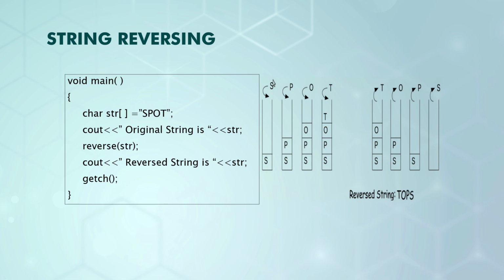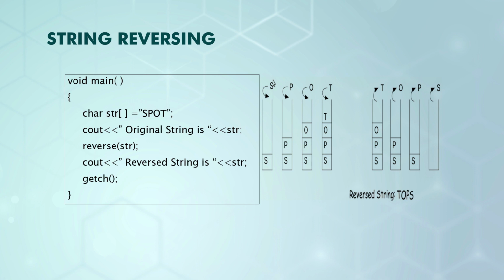Then we will be using a stack. In the first part of the procedure of reversing the string, we will be reading character by character. S is the first character, that character of the string will be read and will be pushed into the stack. The next character P will be read and will be pushed on top of S. O will be read and will be pushed on top of P. Finally, T will be read, that will be the end of the string, that last character will be read and will be pushed into the stack.